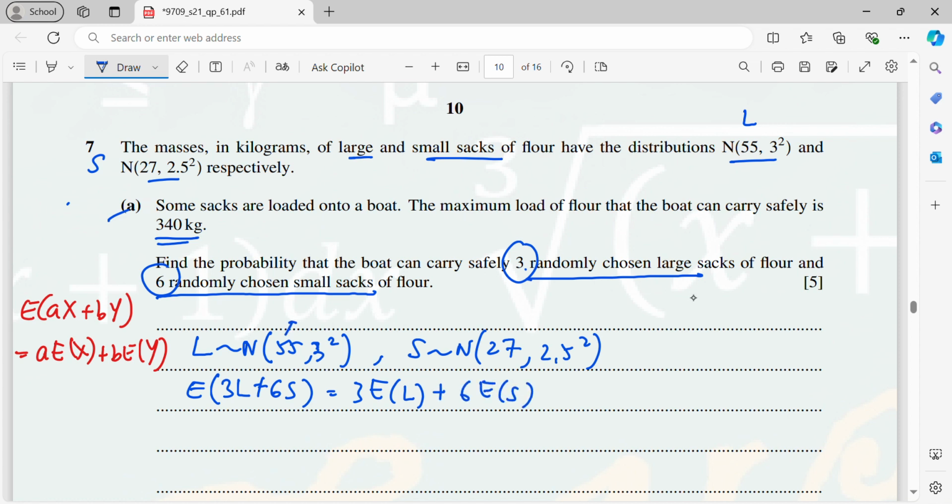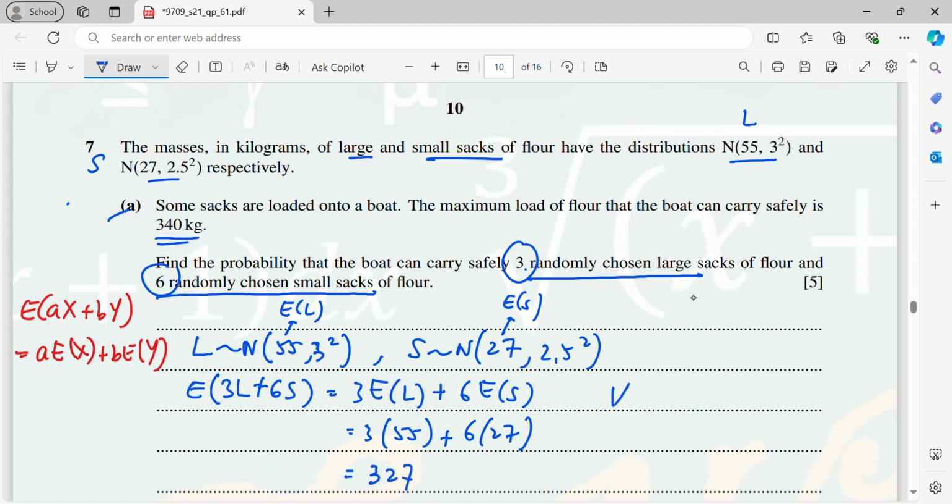So this is the E, which is the mean. This is the E(S) and E(L). Okay, so expected value is basically the mean. So that means this is 3 times 55 plus 6 times 27. And then you will be getting 327.